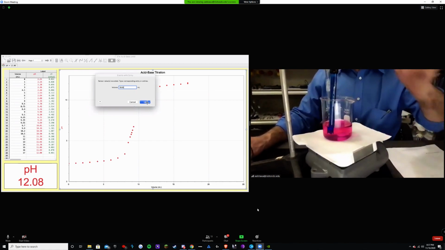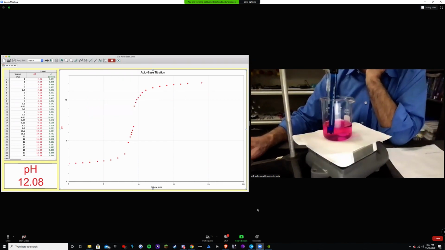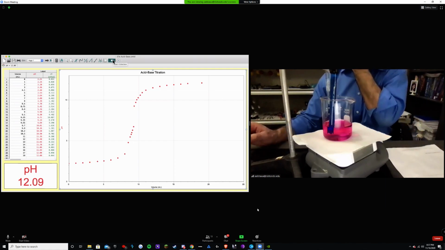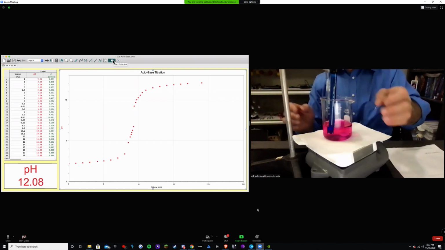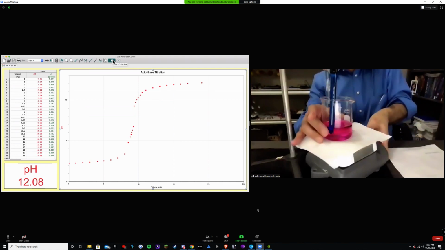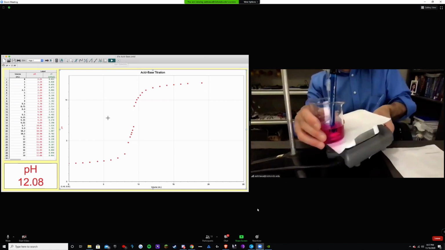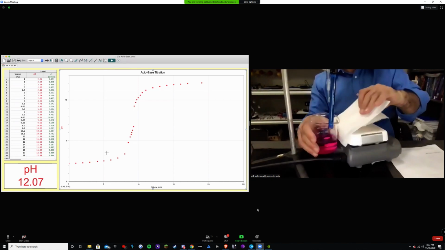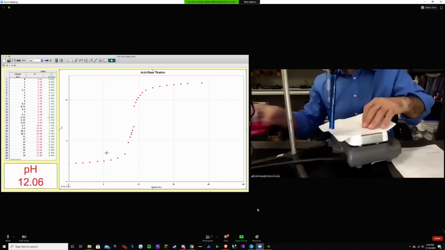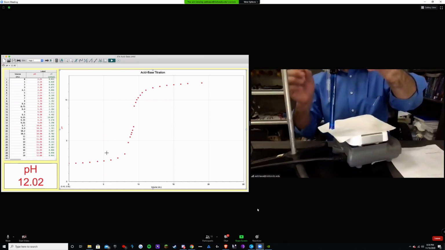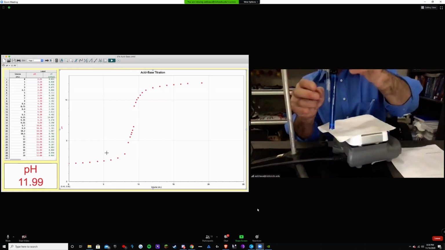So this is my second straight line that's been developing. Here's the first initial straight line. Here's the jump. Here's the second straight line, and I'll stop the addition. So the data collection is stopped and ready to analyze. Let me shuffle these on the side. And now let me just dismantle that setup.